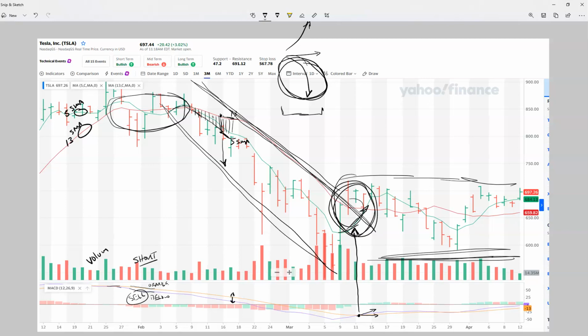So if you would have entered the short here, when the signal was given to you by the MACD, and confirmed by this right here, and then now you exit your short here, then you would have made money, the difference between here and about here on the downside.